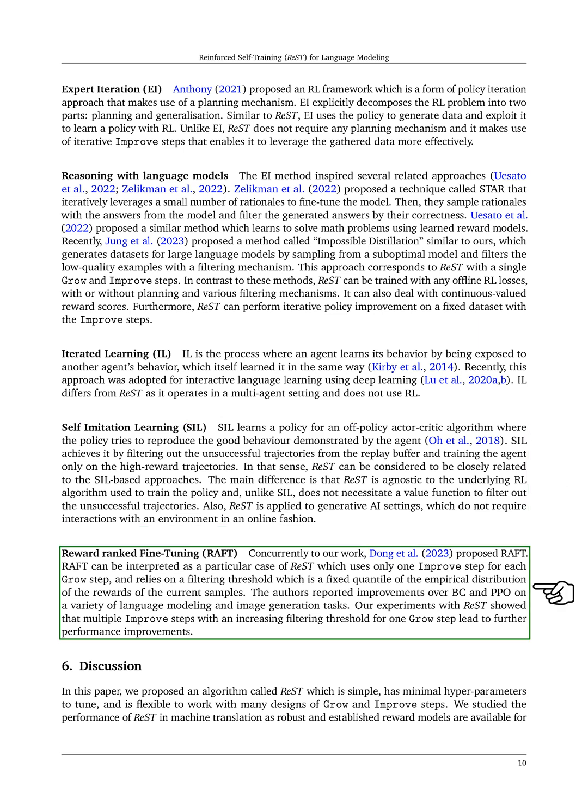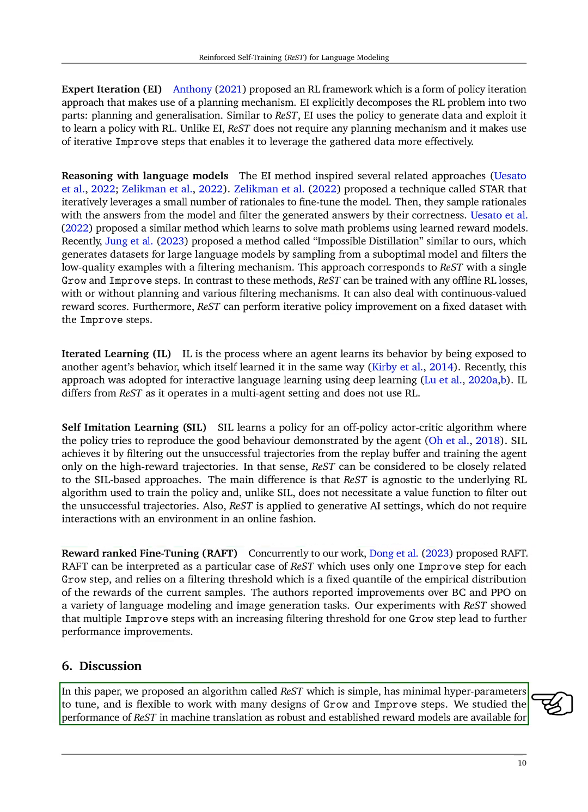Reward ranked fine-tuning, RAFT, is another method that was proposed concurrently to our work. RAFT can be seen as a specific case of ReST that uses only one improve step for each grow step. The authors reported improvements over BC and PPO on a variety of language modeling and image generation tasks. Our experiments with ReST showed that multiple improve steps with an increasing filtering threshold for one grow step lead to further performance improvements. In conclusion, ReST is a simple, flexible algorithm with minimal hyperparameters to tune.